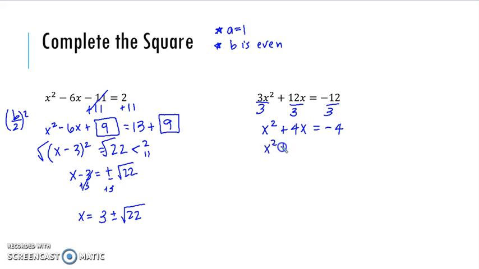So I'm going to add in my boxes. I've already got the x's on one side and the constant on the other.